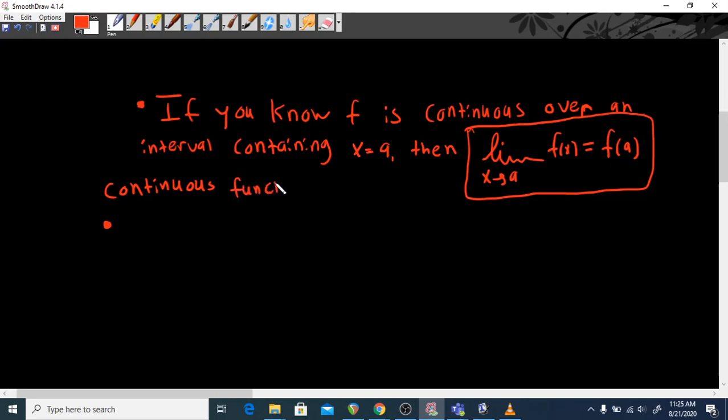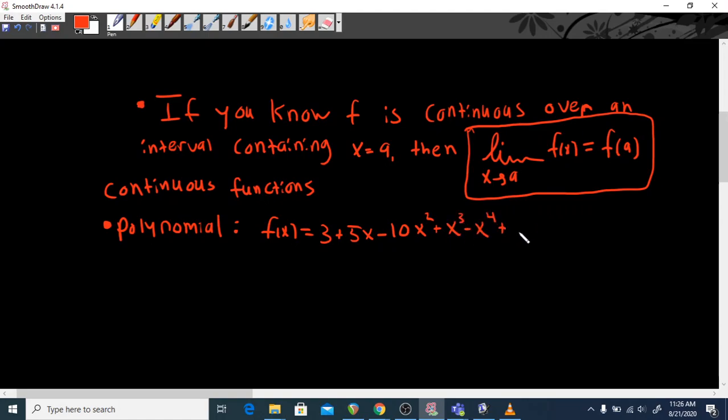Okay? And so continuous functions. Let's write those down. Any polynomial is continuous. An example of a polynomial is f of x equals 3 plus 5x minus 10x squared plus x cubed minus x to the fourth plus 0.01 x to the 10th. So some number times x to any power. You can have any number of terms that you want in there. It's still a polynomial. Polynomials are continuous.